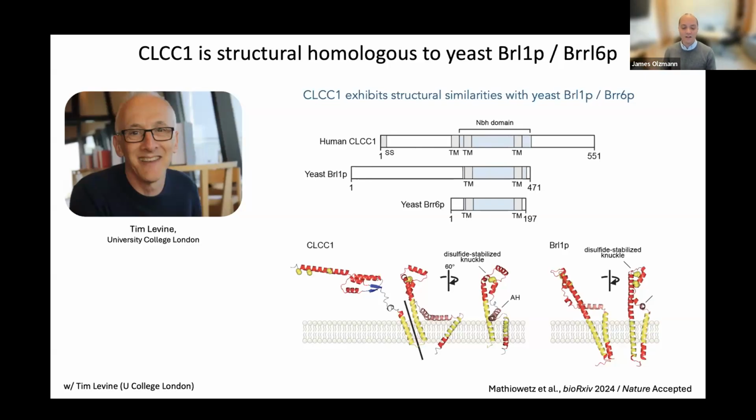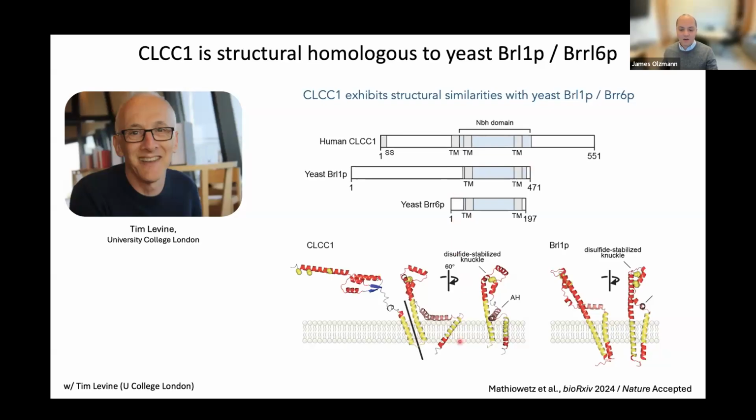And so I emailed Tim Levine, a colleague, and I said, hey, does CLCC1 look anything like a scramblase? He's done a lot of work on these. He said, no, it doesn't really look like a scramblase, but when I do protein structure homology searches, it looks very similar to this domain, at least in this portion, to yeast BRL1 and BRL6.